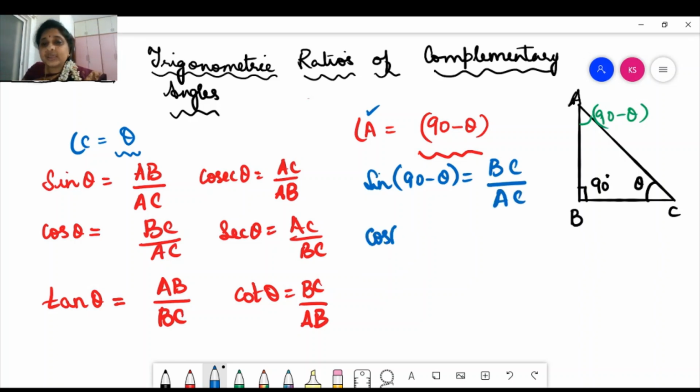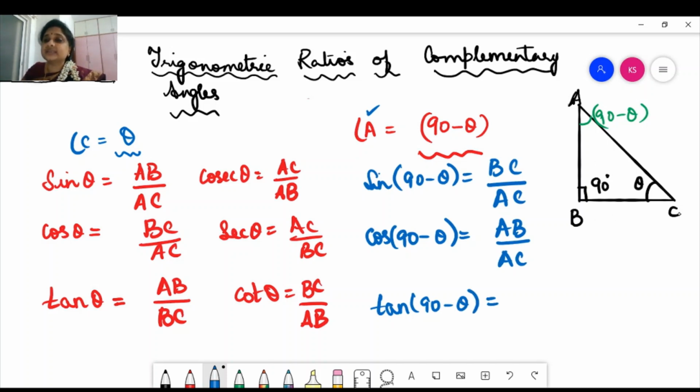Now, what is cos of 90 minus theta? That's the adjacent side of this 90 minus theta, that is AB, divided by the hypotenuse, that's AC. Now, what is tan of 90 minus theta? That's going to be the opposite side to this 90 minus theta, that is equal to BC, divided by the adjacent side of this 90 minus theta, BC by AB.